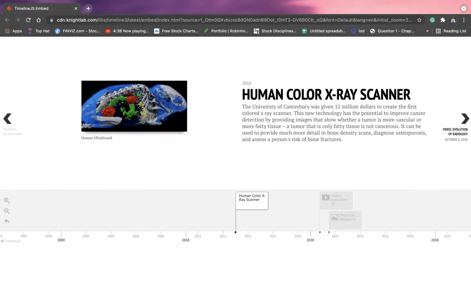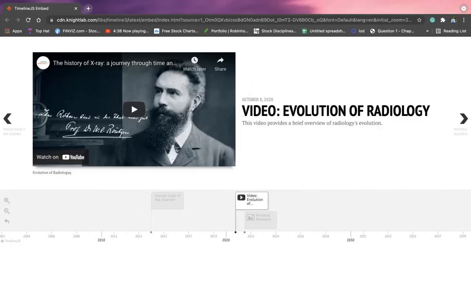And then in 2014, pretty recently, we have the invention of the human color X-ray scanner. So in New Zealand, the University of Canterbury was given $12 million to create the first colored X-ray scanner. And then this kind of technology has the potential to improve cancer detection by providing images that show whether a tumor is more vascular or fatty tissue. And it can also show if a tissue is cancerous or not. It can be used to provide much more detail in bone density, diagnose osteoporosis, and assess a person for risk of bone fractures. And this is just a little video that kind of ties everything together.